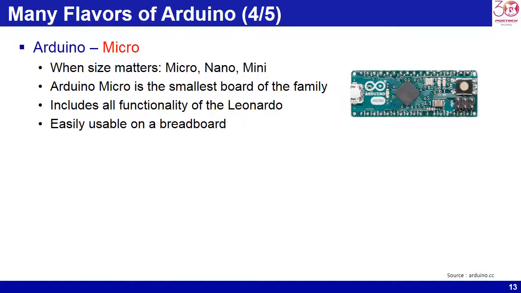Arduino Micro is a very small version, as its name suggests. In addition to Micro, other small-size versions such as Nano and Mini are also available. Micro version is the smallest board in the Arduino family. Because it has all the features of the Leonardo version, we also call it a small version of Leonardo.